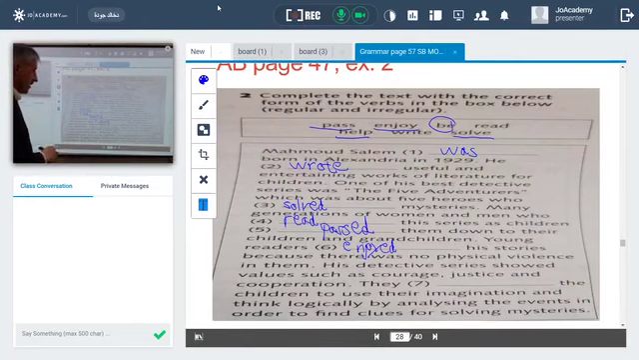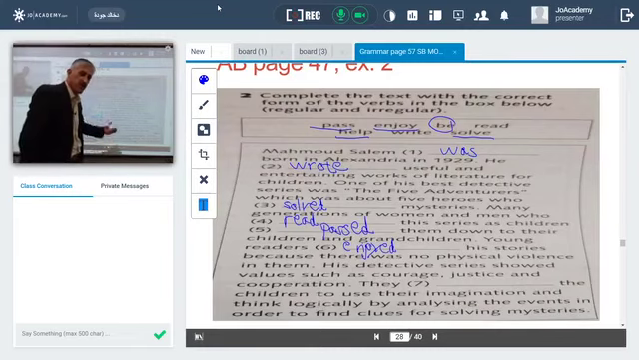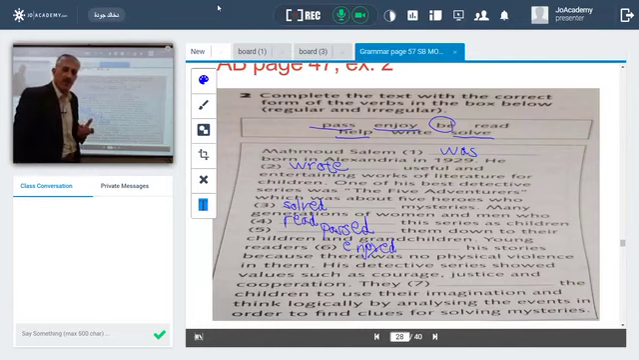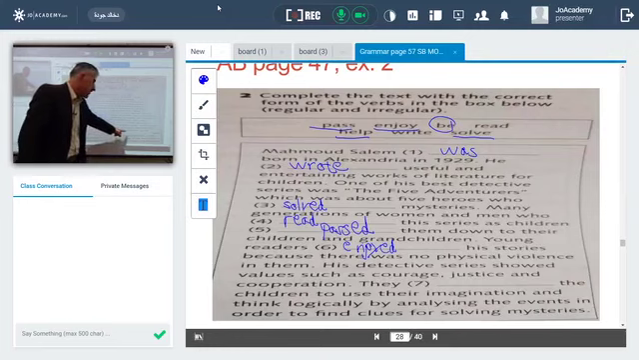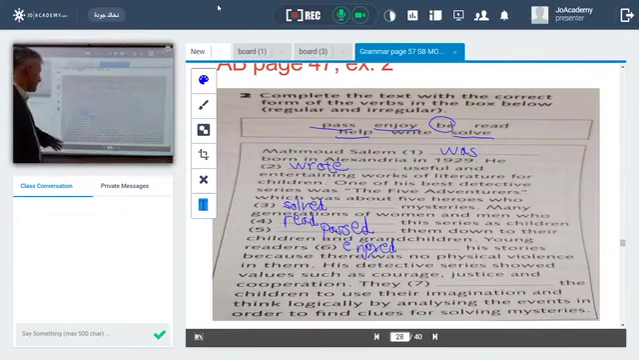In them, his detective series showed values. They showed values, قيم. They showed values such as courage. What's the meaning of courage? We have taken this word before. Courage means شجاعة. The courage, justice, and justice means عدالة, justice, and cooperation. Cooperation also means تعاون. Cooperation. So his stories showed courage, justice, and cooperation.